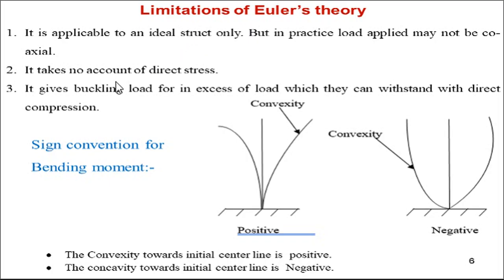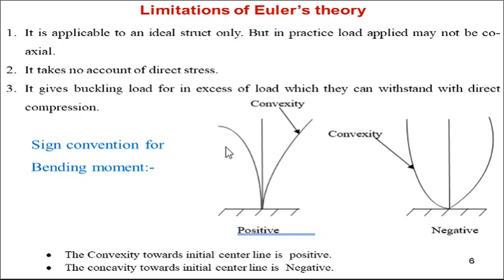It takes no account of the direct stresses. Because even if you are talking about an actual existing structure, both types of stresses are induced, that is, the direct stresses and the buckling stresses also. But in this particular theory, we totally neglect the direct stresses. So there is no account of the direct stresses. That is also one of the limitations when we compare with an actual structure. It gives a buckling load in excess of the load which the column can withstand with direct compression.